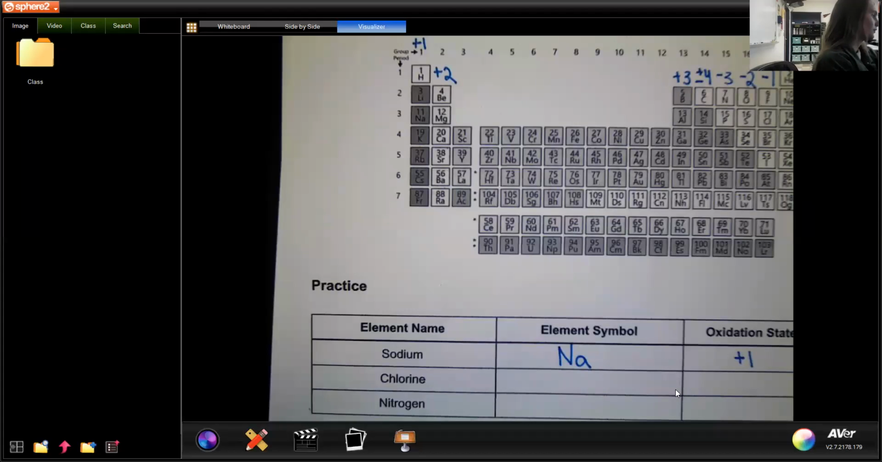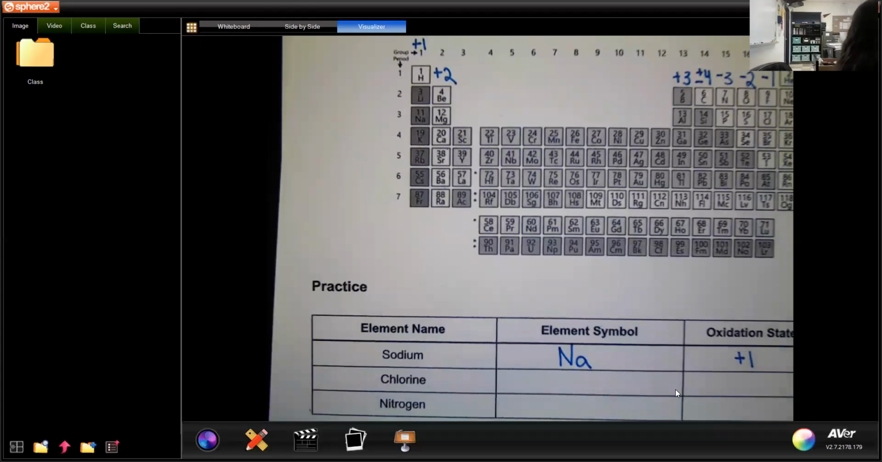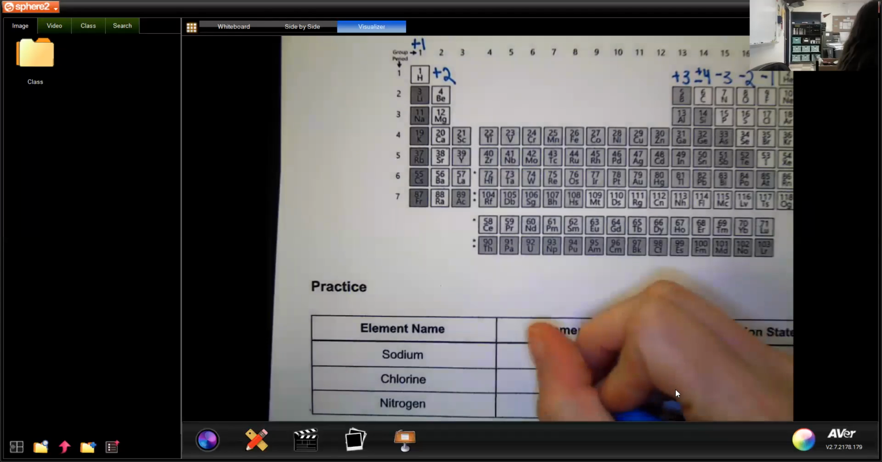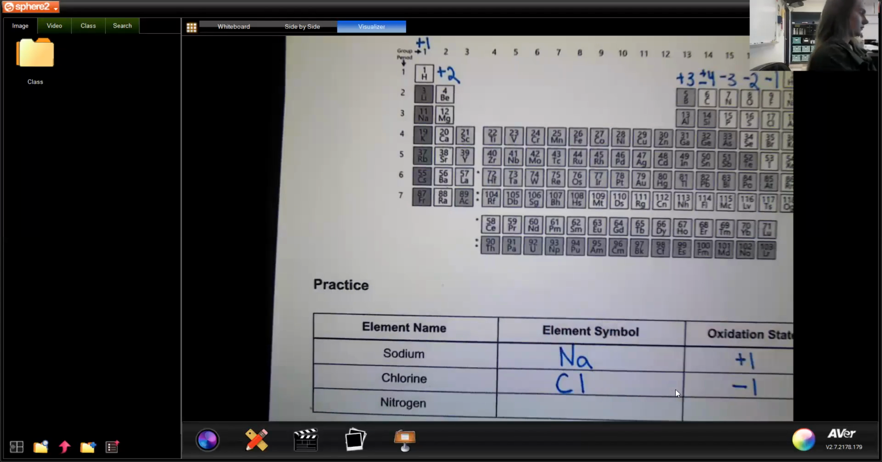Okay, so for chlorine, chlorine is located in group 17. Group 17 is represented by the -1. So we have a -1 charge. Chlorine has a symbol of Cl. Okay, and the last one I'm not going to do on here, so you'll need to try that one on your own.